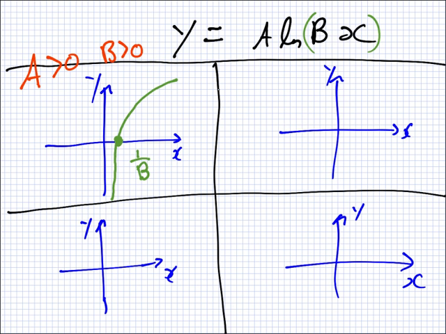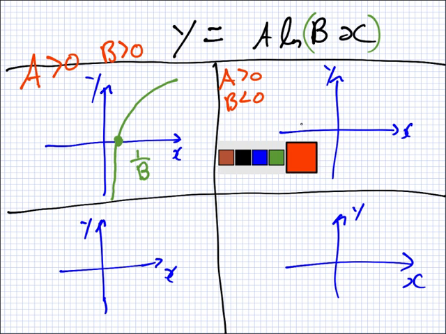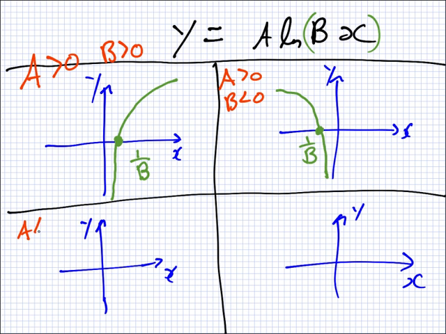The next one is if a is positive and b is negative. So the graph will look like this, and that's 1 over b again. The next one is if a is negative but b is positive. How does this go? It goes like this and it flattens off. Once again, 1 over b. And the last one is if a is negative and b is negative.